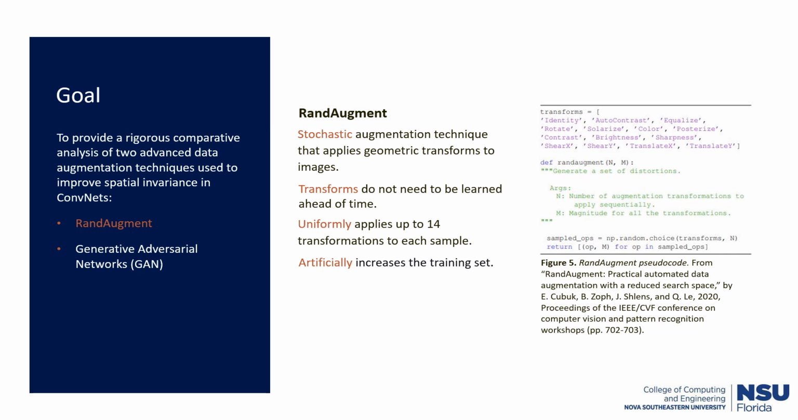Now, let's look at RandAugment. RandAugment is basically a stochastic technique used for data augmentation that applies geometric transforms to images. The transforms do not have to be learned ahead of time, and it can uniformly apply up to 14 transformations to each sample as of this research. Now, RandAugment artificially increases the training set because it does not add new samples to it, it simply perturbs the ones that are already there.